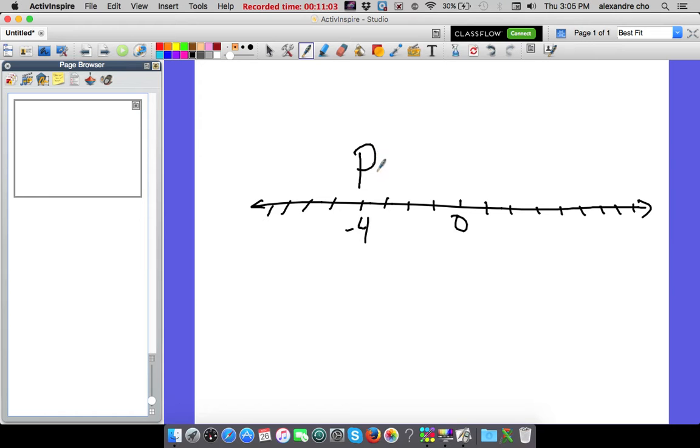Label point A. We've got to find point A, which is the opposite of P. If P is negative 4, the opposite of negative 4 is plus 4. 1, 2, 3, 4. And we're going to call it A.